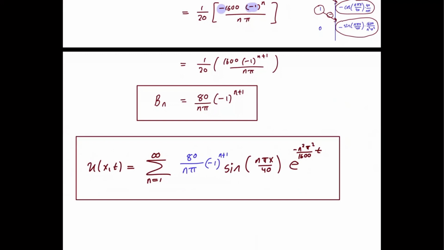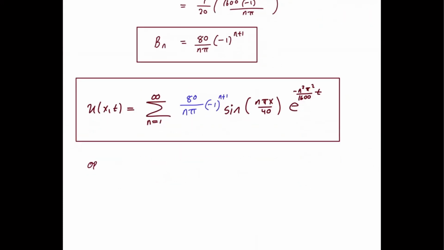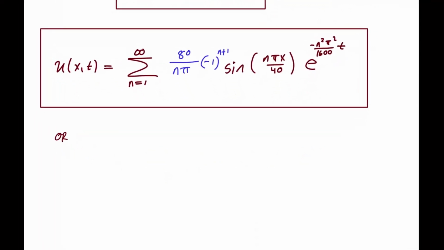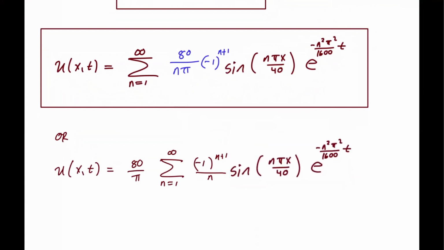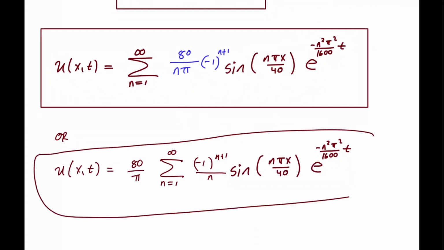Or if you want to be super fancy, you can pull out 80 and pi outside of the summation because the summation belongs to n. So you could also play around with it and just be very fancy with your answer. So your solution to this heat conduction problem will be 80 over pi times the sum from 1 to infinity of negative 1 to the power of n plus 1 over n. And then you rewrite the rest. I'll just go ahead and copy this for you, saving myself some time. There you go. So this is our solution satisfying the initial condition.